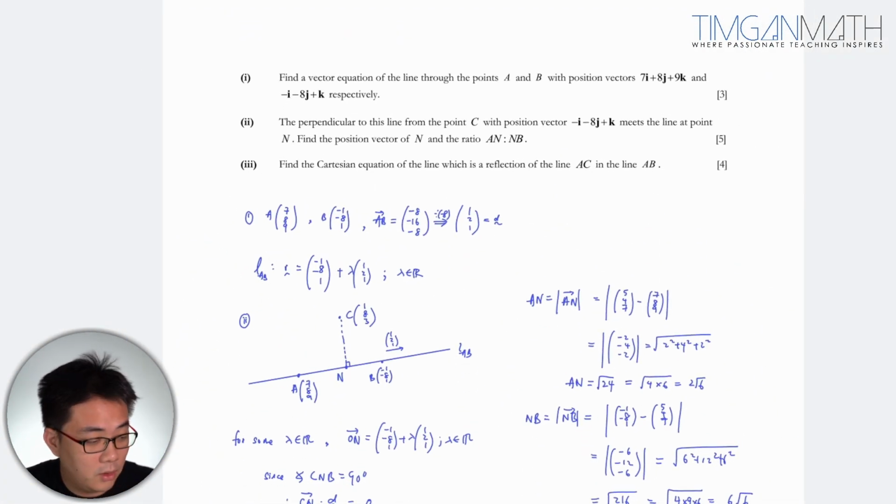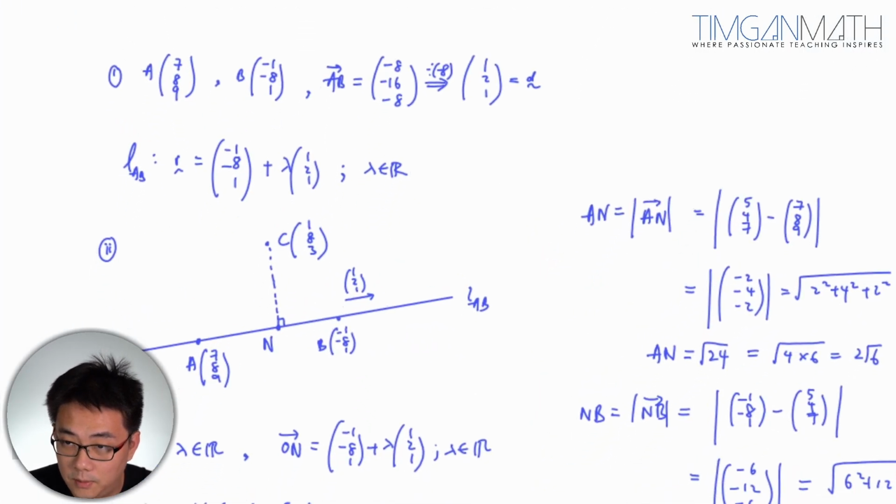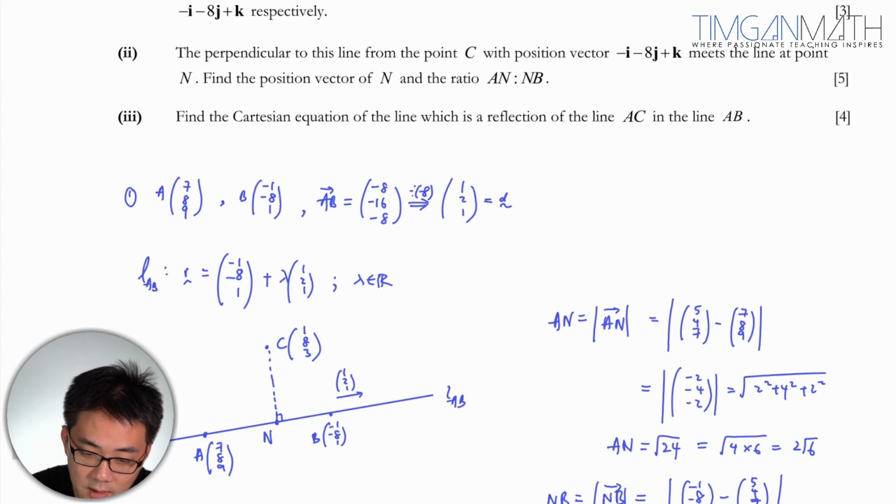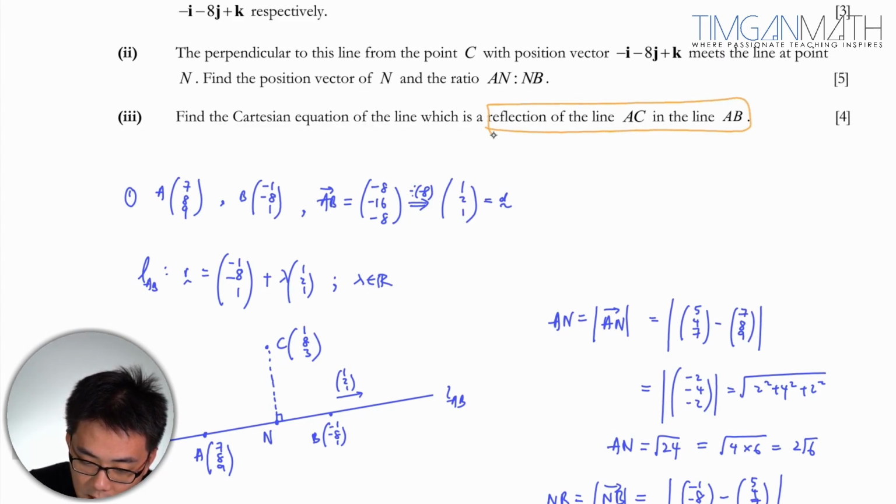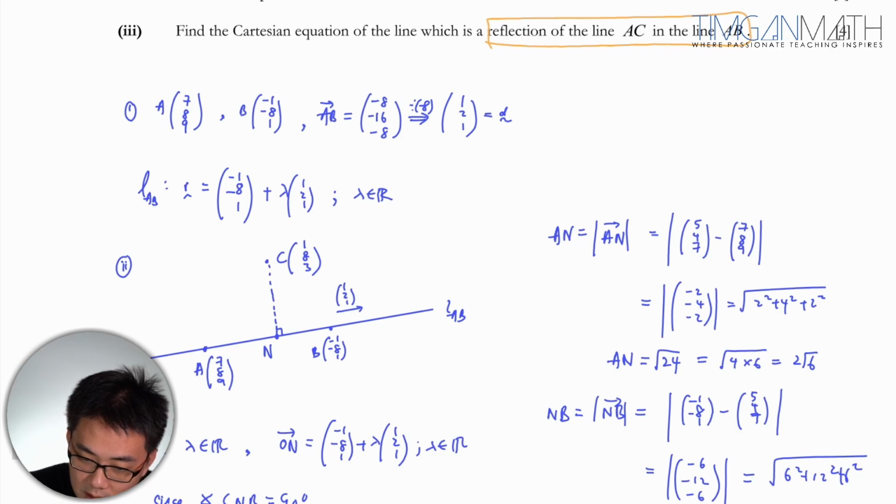So any question at all, please let me know. I think this is pretty okay. Let's look at the last part. I think the last part is pretty okay also. So find the Cartesian equation of the line with reflection AC in the line AB. AC in the line AB will be this line here.